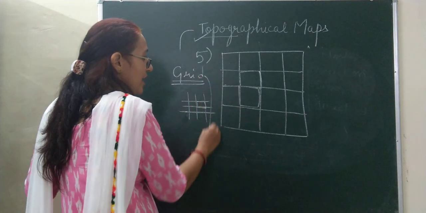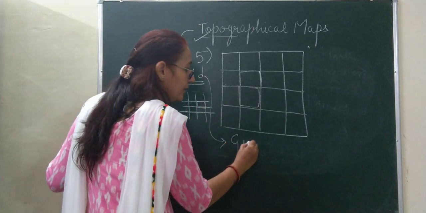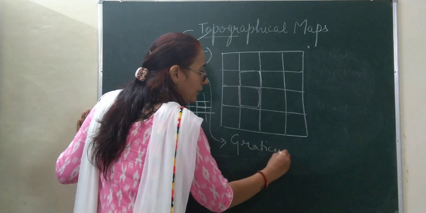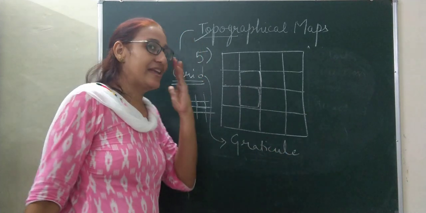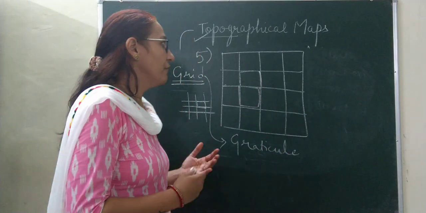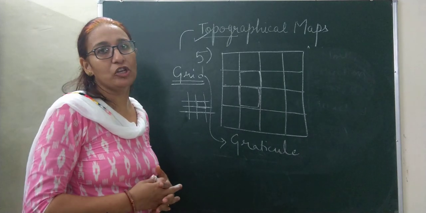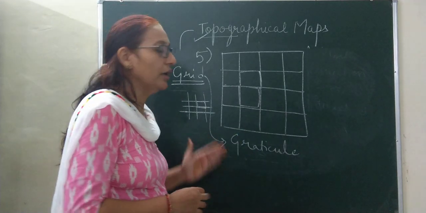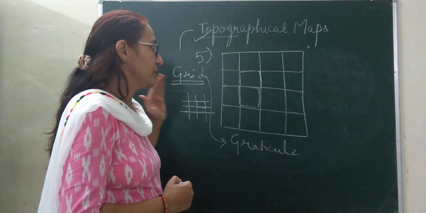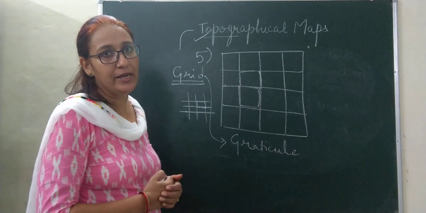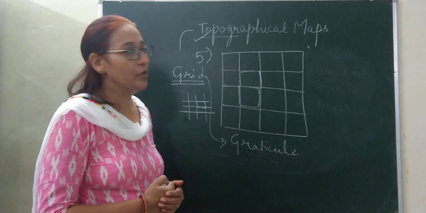What is the other name of grid? Grid is also called graticule. Now what is the advantage of grid? We can find the exact location of a place with the help of grid. So this is the fifth important element of a map.